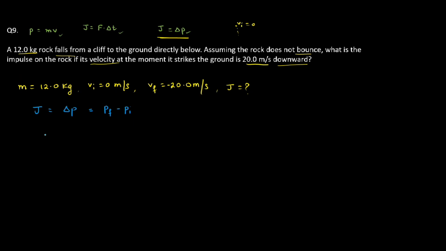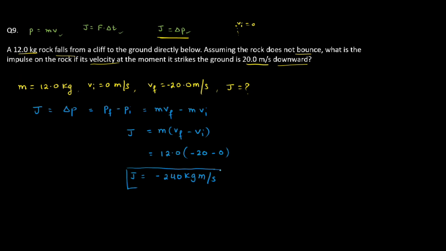So this final minus initial momentum I can write as m times v final minus m times v initial. And when you take m as common in both, you get m times (v final minus v initial). So this is the expression for impulse. We have the mass m as 12, v final is negative 20, and v initial is 0. And when you solve this, you get impulse on the rock as negative 240 kg meter per second.